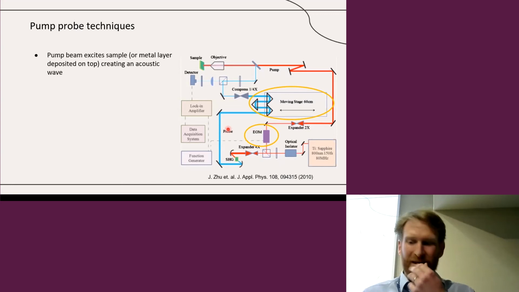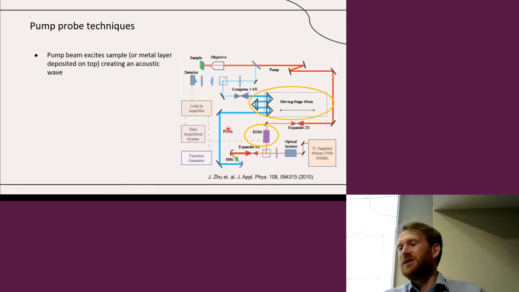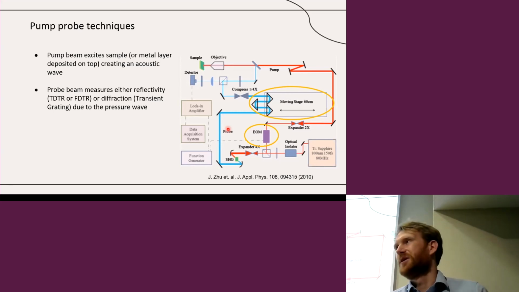The idea behind this is that a pump probe will excite the sample and will change the temperature, and as such will change also the thermal properties. The typical properties that are measured with these pump probe techniques are either the reflectivity, when you look at time domain thermal reflectance or frequency domain thermal reflectance, or the diffraction when you look at transient grating. But of course, we also already saw in the previous talk the photoacoustic measurements coming by.